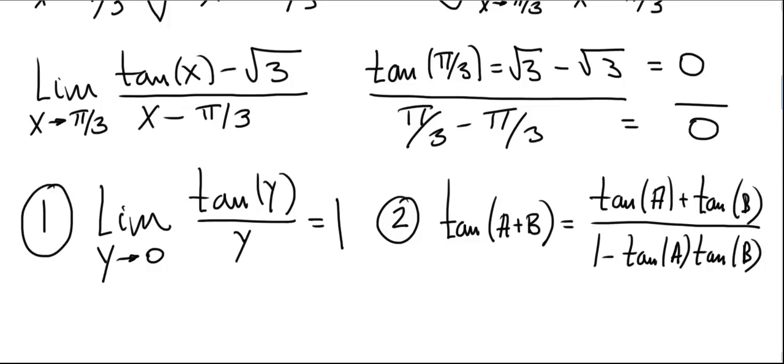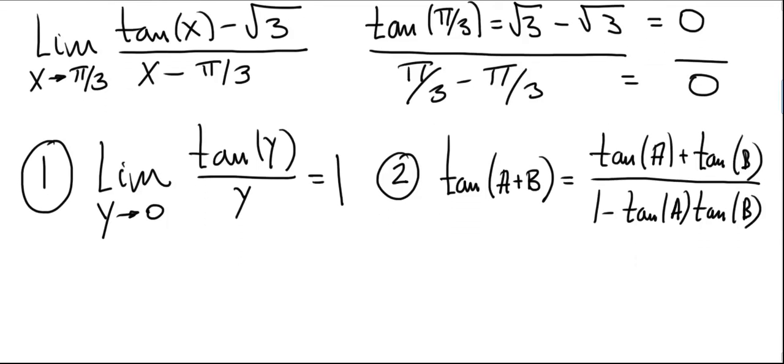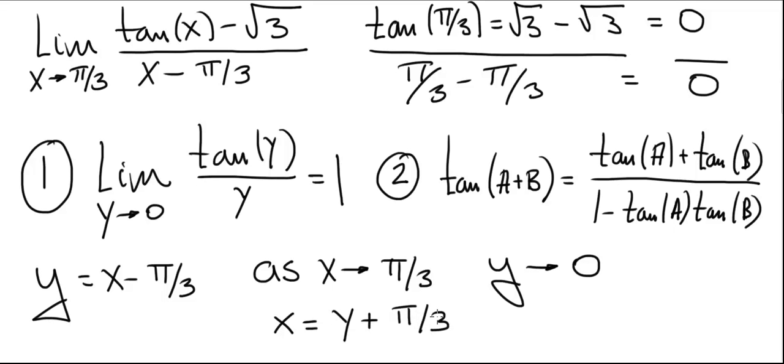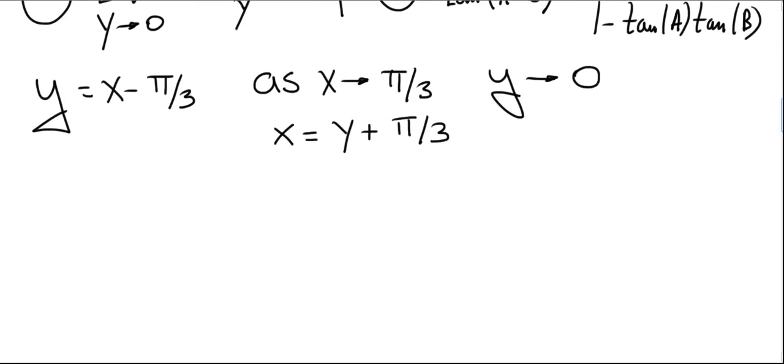And now let's begin. First, we're going to make the following substitution. We're going to let y equal x minus pi over 3. Note that as x approaches pi over 3, y approaches 0. And also, if we solve for x, x is equal to y plus pi over 3.